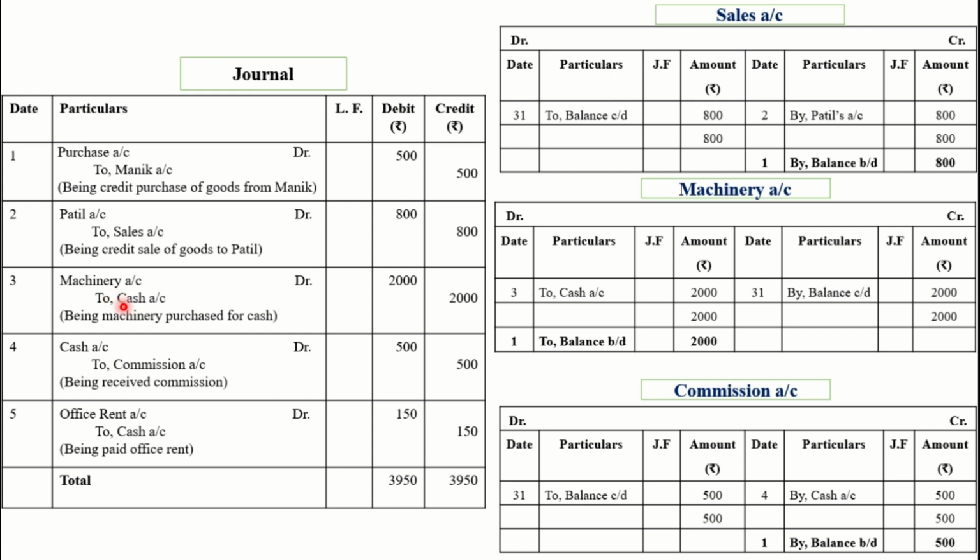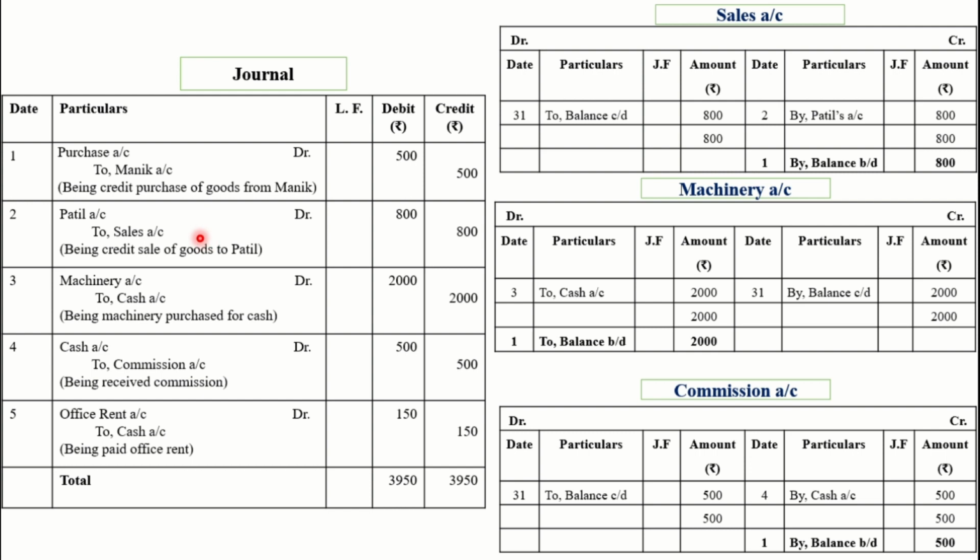After that, commission account, because for cash account we require more rows. That's why first of all we are going to prepare the commission account. Here, the commission account entry is on the credit side. That transaction's debit account we are going to record on the credit side, by cash account 500.